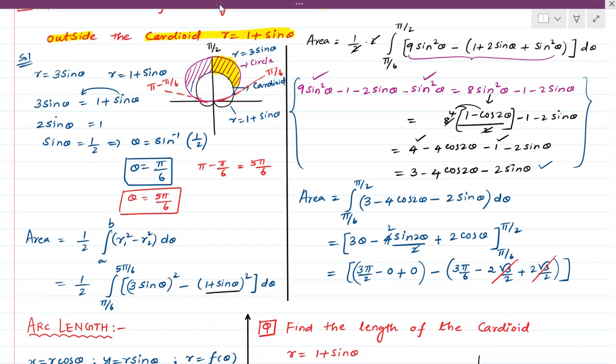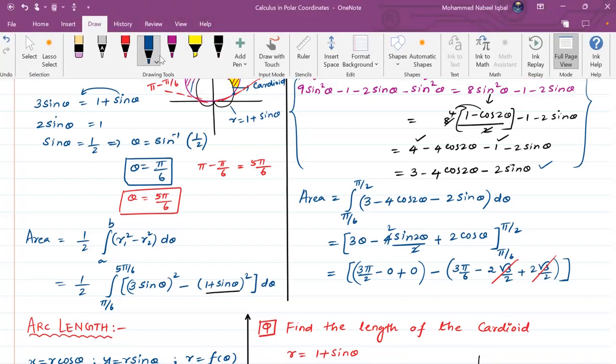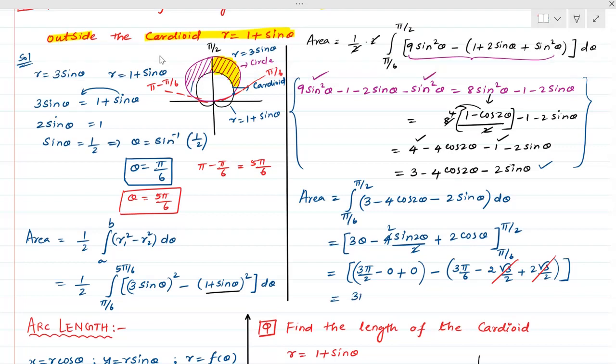Now if you simplify, you will get 3 pi over 2 minus, this is actually pi over 2 minus pi over 2. So which equals 2 pi over 2, which is equal to pi. That's it. Which is equal to pi.